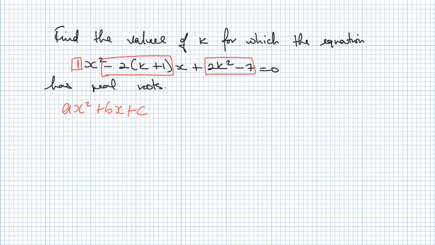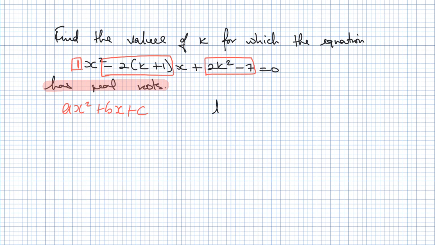So as you can see here, you've got the minus (2k plus 1) times x, so that's my b, the coefficient of x, and the constant on the end, 2k squared minus 7, is there. So that's important. The other thing that's important is that it must have real roots. Well, if it has real roots, what can you remember about our discriminant?